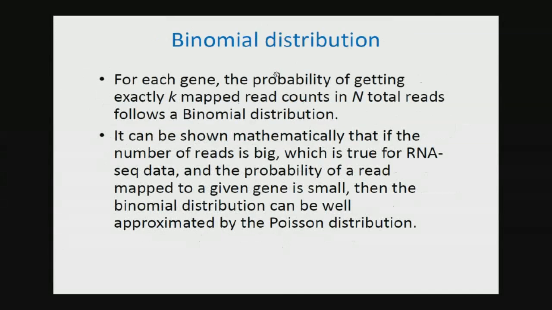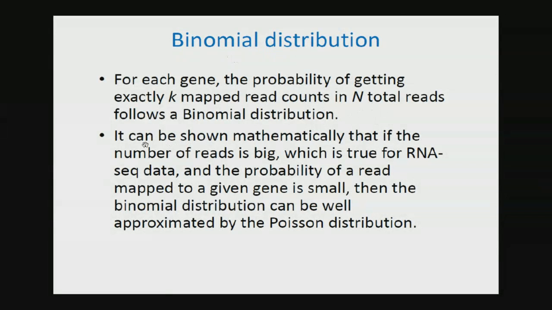Initially the RNA-seq data follows a binomial distribution. It comes from this, because for each gene, the probability of getting exactly K mapped read counts out of n total reads follows a binomial distribution. So this is basically the definition of the binomial distribution, and we can write out the probability mass function.